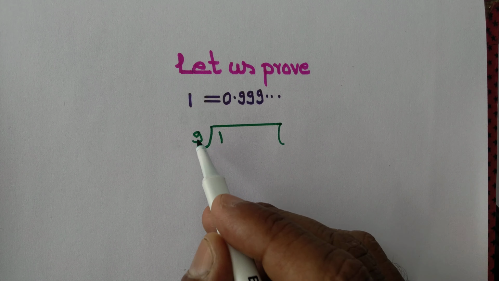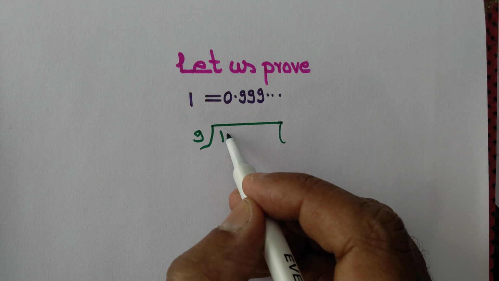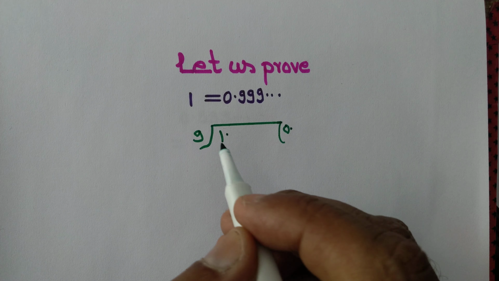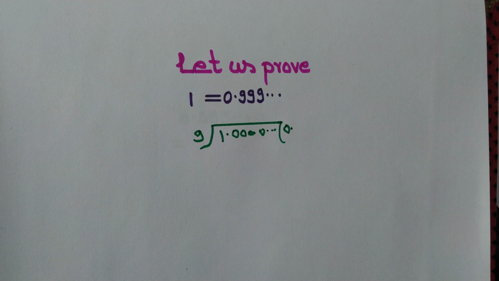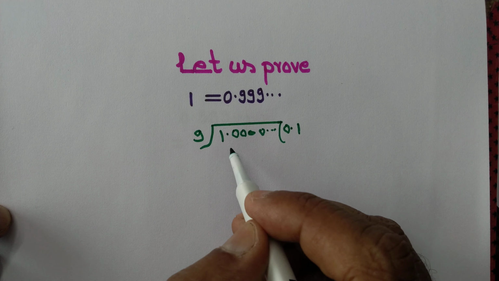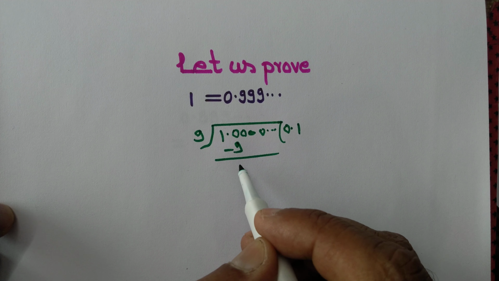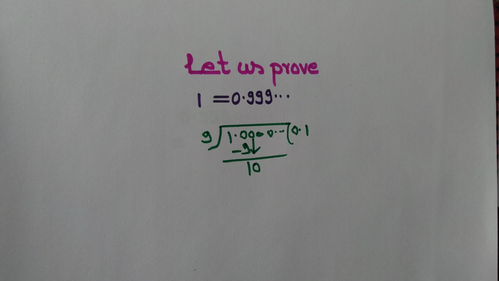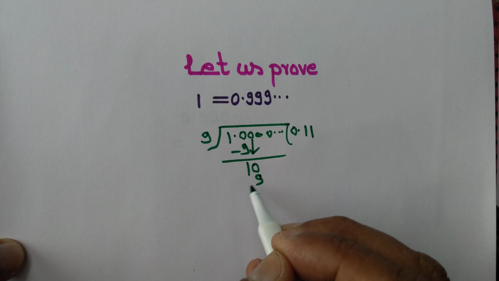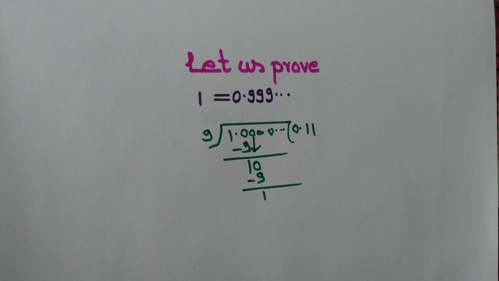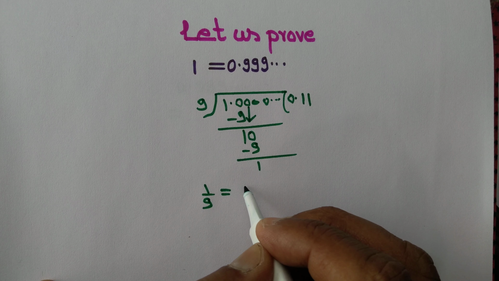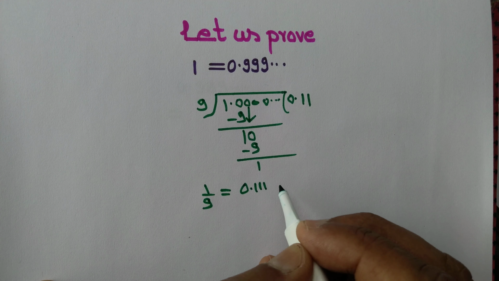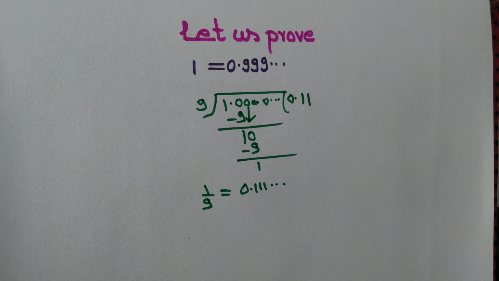Let us try to divide 1 by 9. Of course we cannot, so we use the decimal. And after the decimal we can put as many 0s as we like. Now 9 times 1 is 9 and we subtract to get the remainder 1. Again 9 times 1 is 9 and we subtract and get the remainder 1. We can continue this process to obtain 1 by 9 equal to 0.111 and so on.